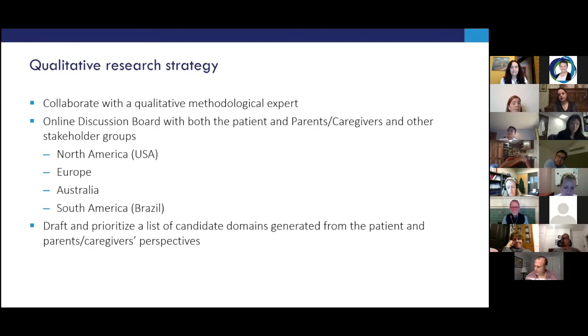And across 4 continents, we have a plan to do it in the United States, develop one in Europe, Australia, and then in South America, specifically Brazil. And through the online discussion board, we will get our parents and patients and caregivers' feedback about what they feel are candidate domains that they would feel are important to be included in all these trials.